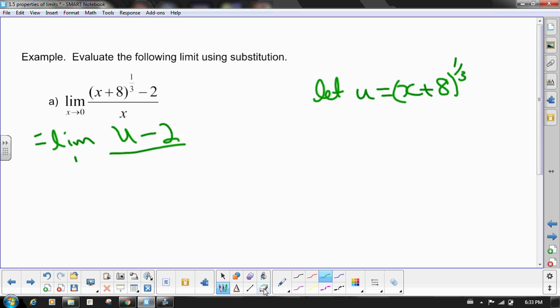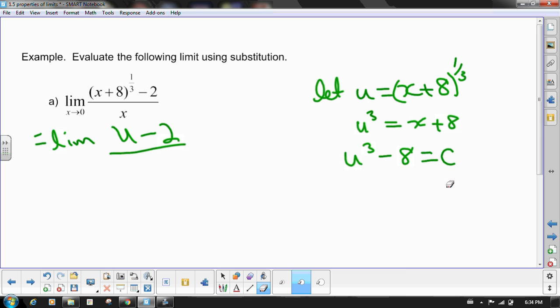I also haven't done anything with the denominator yet because the denominator is just an x. So I have to do something to help me get that. So this x inside the bracket where I have u equals x plus 8 to the power of 1/3, I'm actually going to cube both sides, because then I will have u cubed equals x plus 8. This new expression that I generated, I can now isolate the x, and then I'm ready to replace my denominator, because x is equivalent to u cubed minus 8.